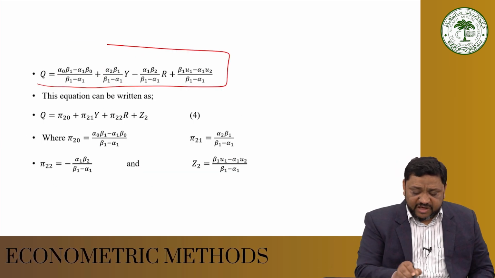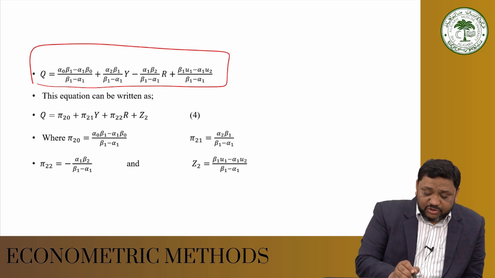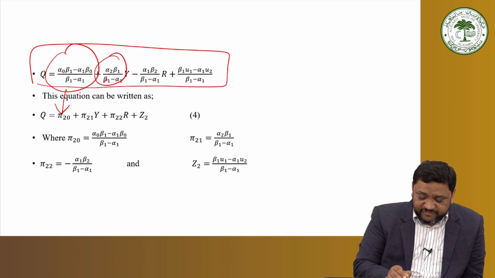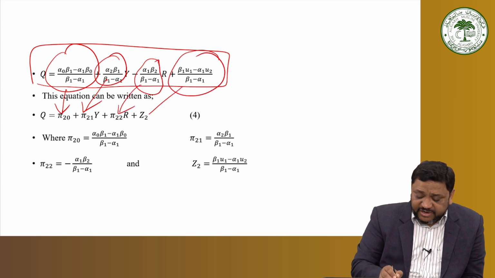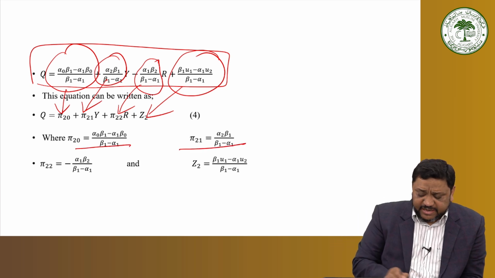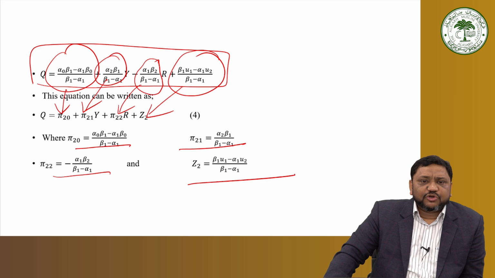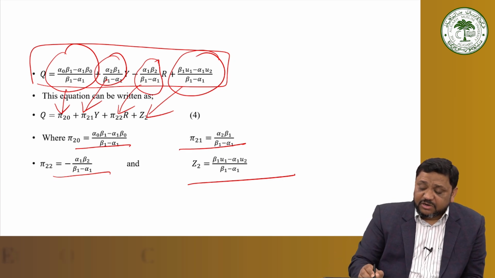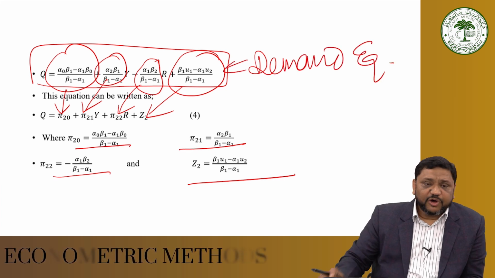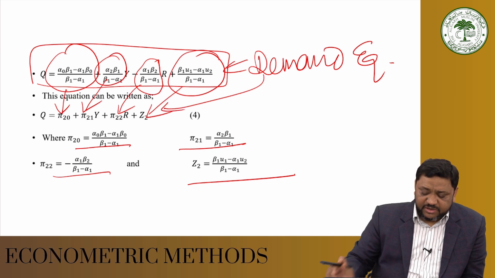This is what we have just now derived. Now, this term we define as pi 20, this term as pi 21, this term as pi 22, and this last term as z2. Those things are again written over here for your reference. So what we have done is we have now formed the reduced form of the demand equation, which can be written in this format.